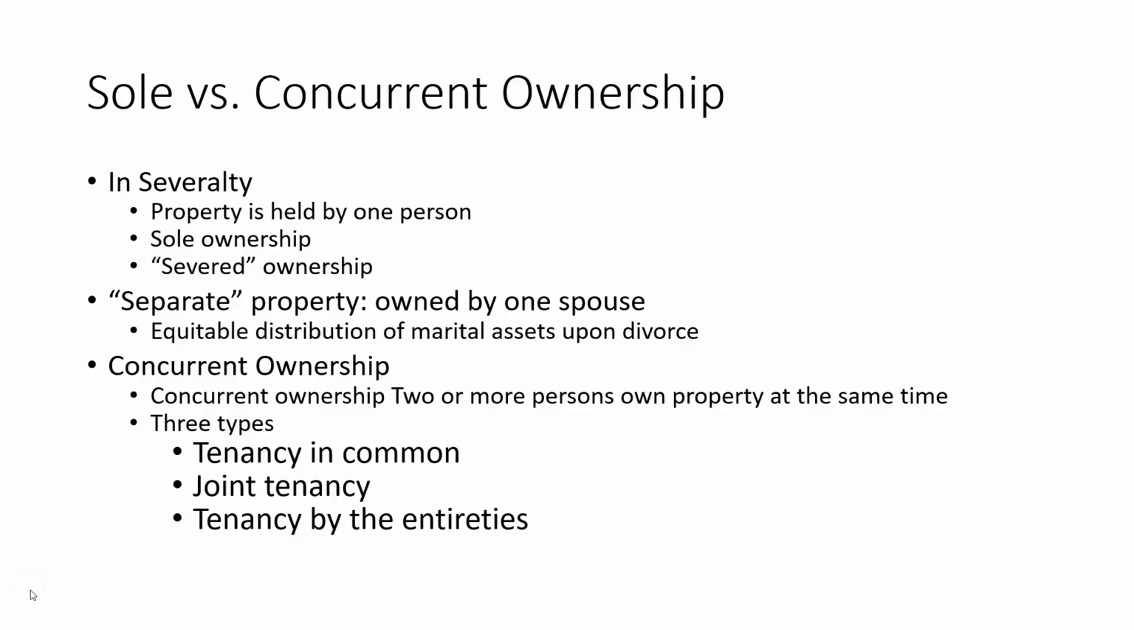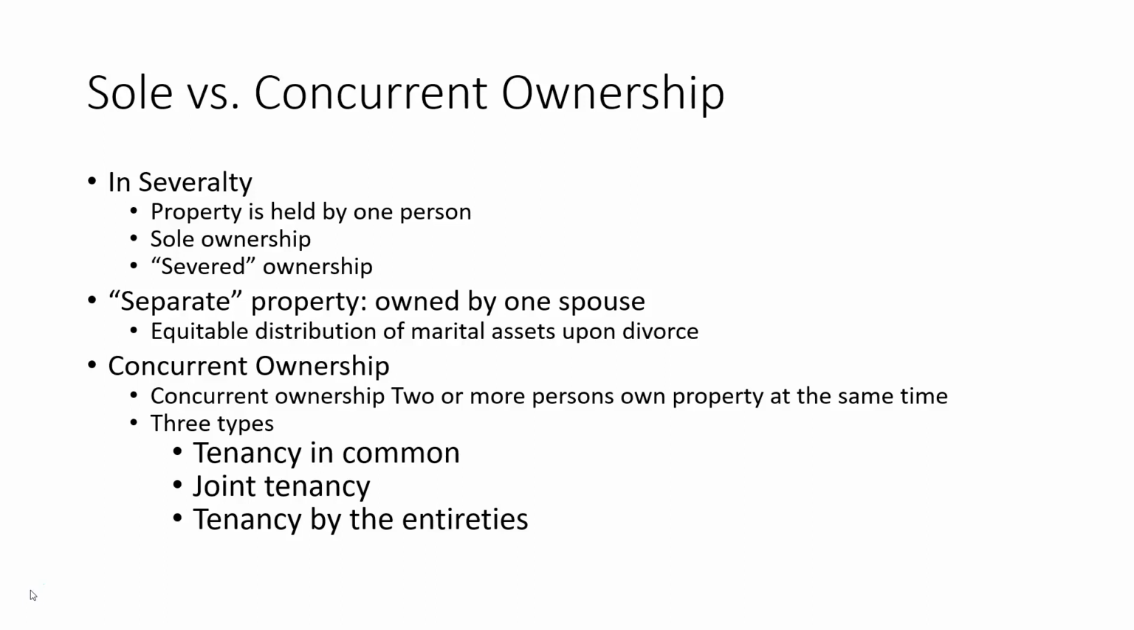Okay, on part 3, we are talking about ownership, the difference between sole ownership and the various types of concurrent ownership. When title to a property is held by a person, it does create an estate in severalty or sole ownership. So just remember that. Think that the ownership interest has severed or been cut from anybody else.